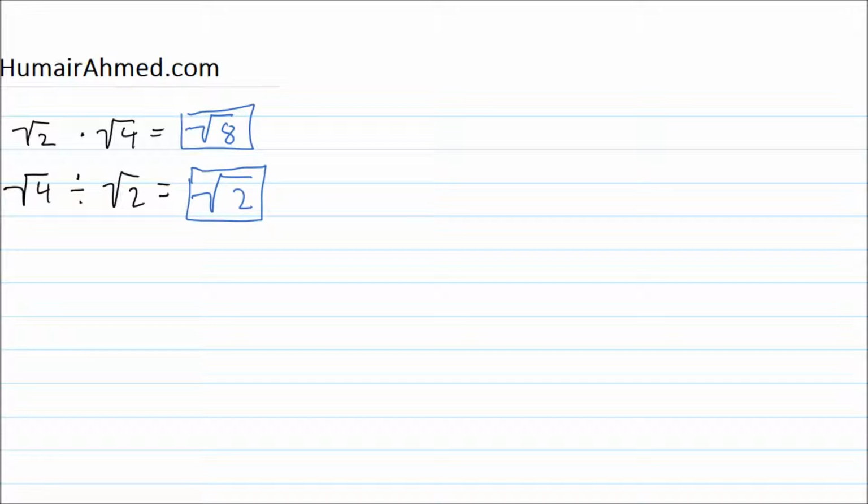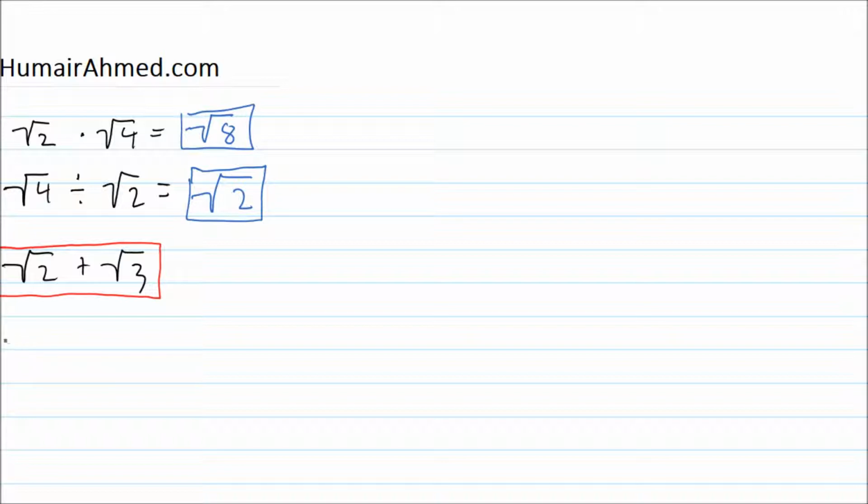Let's look at one with addition. What if we have square root of 2 plus square root of 3? Now in this case, since the value under the radical is not the same, we can't go any farther with this. The reason is, for addition and subtraction, the root power has to be the same and the value under the radical also has to be the same.